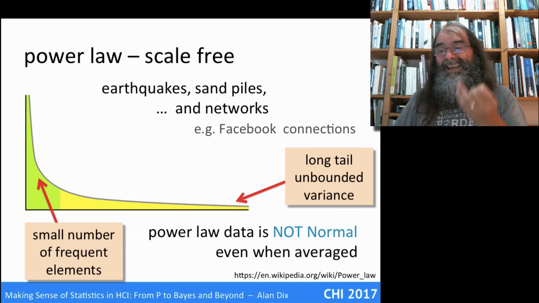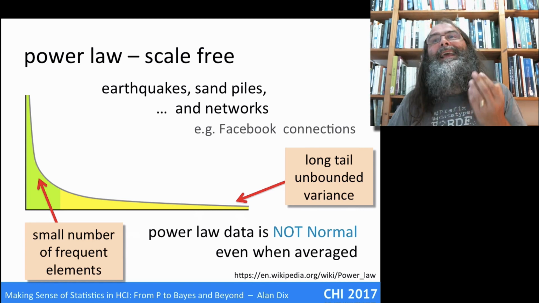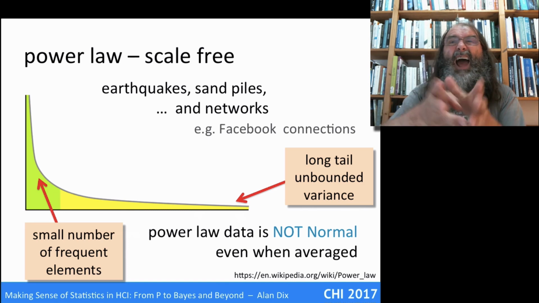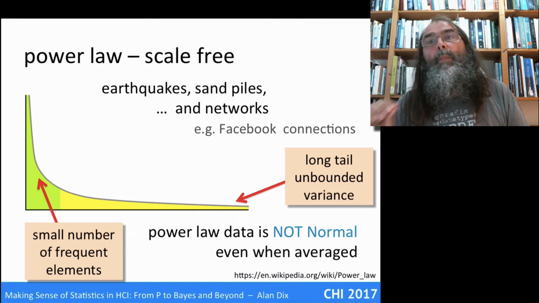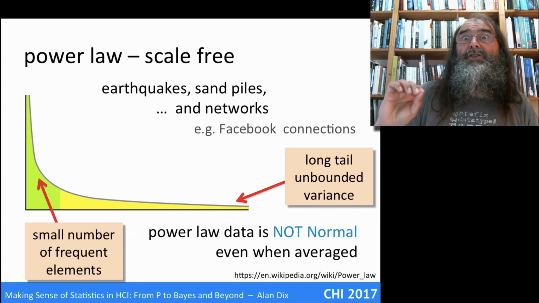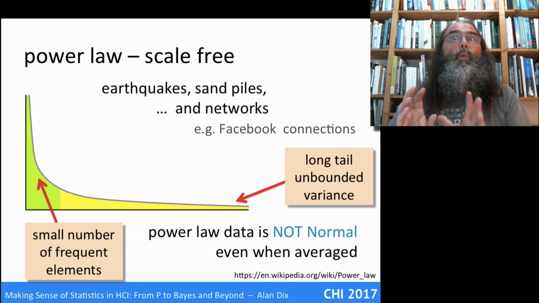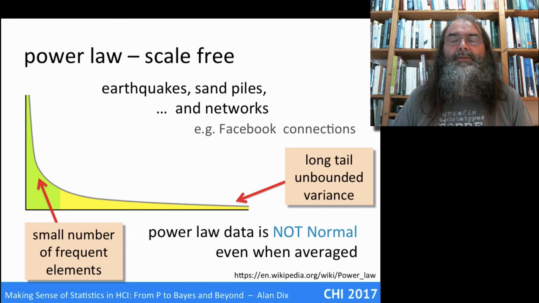So power law data is not normal. Even if you average it together, if you get thousands of people in a social network together, and average out their number of friends, that will never, ever end up being normally distributed. You can't use your t-tests, you can't use your ANOVA, without doing some manipulations. You've got to do something differently.